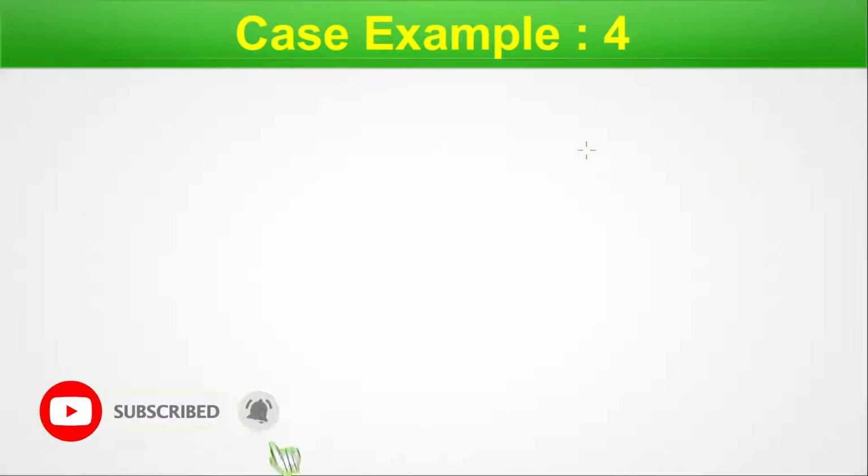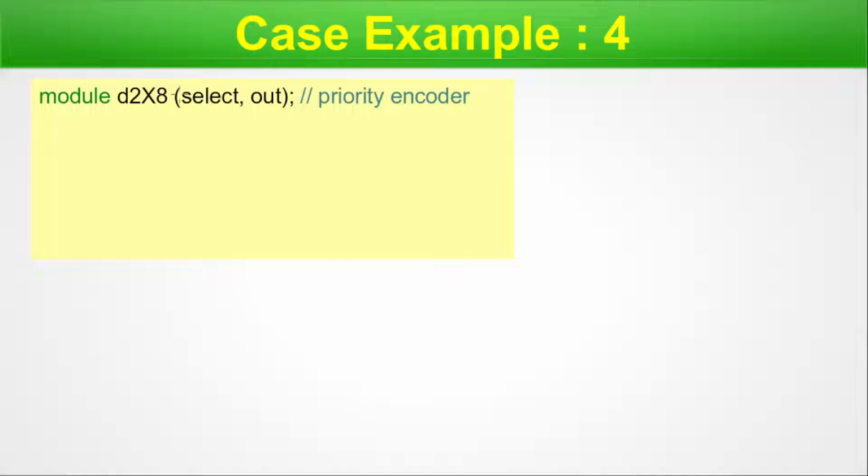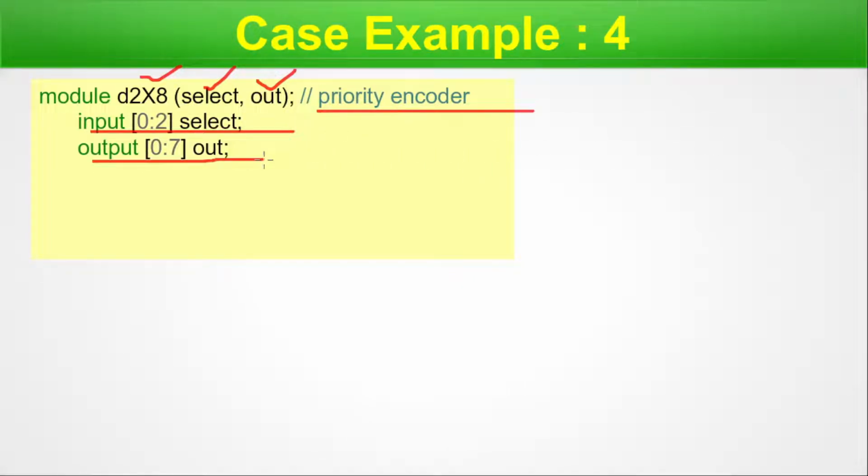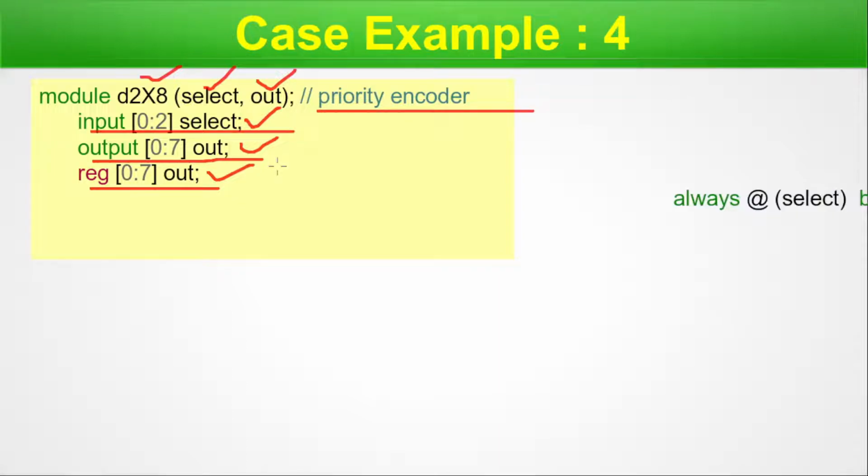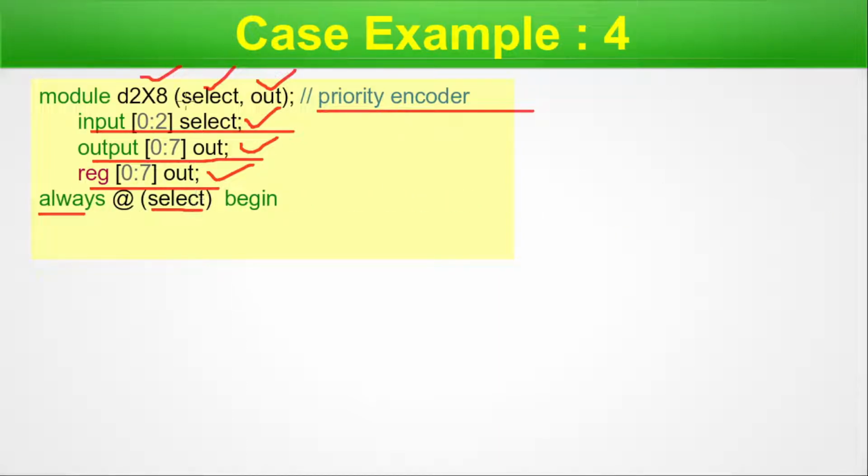Case example 4. Here we have a single example, but I have broken the code into two parts for the sake of space in this particular slide. We start our code here, and we have a module D2X8, and we have select and out. This is a priority encoder, and we have input 0 to select, output 0 to 7 out, and this out is a reg. You can see these are buses, and this out is type reg. And here we start our always block, and the sensitive variable is select.